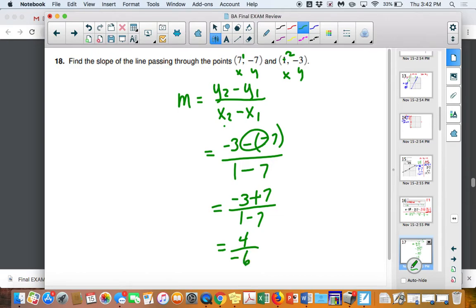Now you can't leave it like that. You want to make sure you've reduced your fraction. So that's going to be a negative 2/3. And remember, you can use that second PRB inner, and it'll reduce your fractions for you.